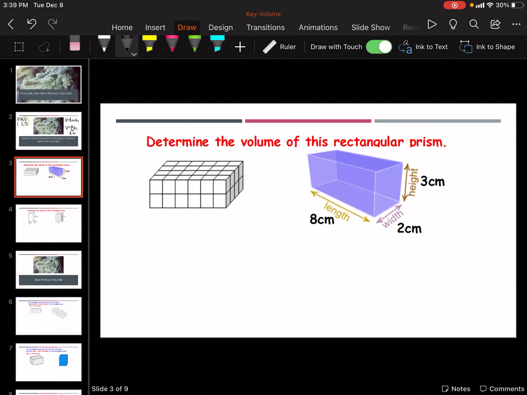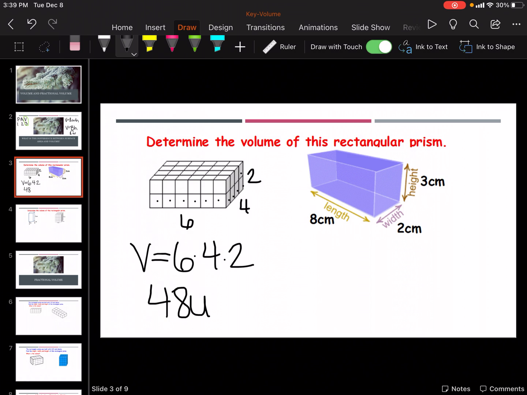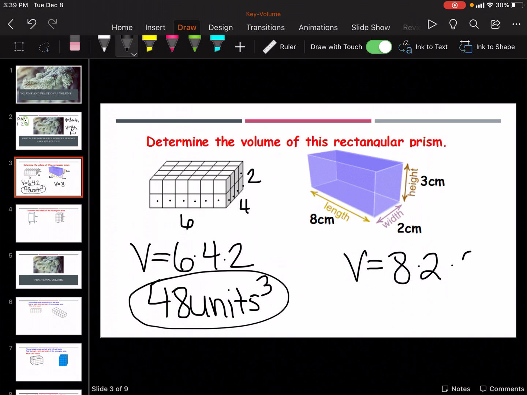Okay, so let's see how many boxes we have. Length times width times height. 1, 2, 3, 4, 5, 6. 1, 2, 3, 4 times 2. So volume equals 6 times 4 times 2. And just use your calculator, and you get 48 units cubed. So for this one, we're going to do volume equals 8 times 2 times 3, which also gives me 48 units cubed.